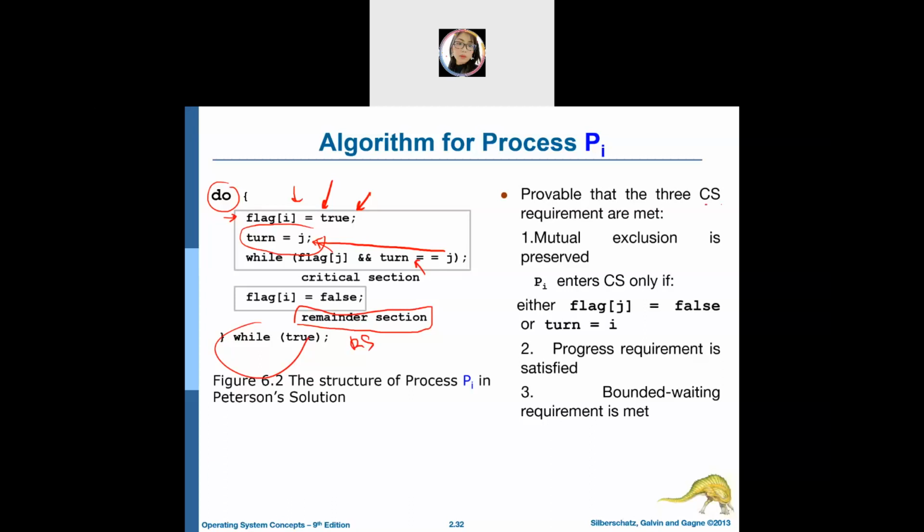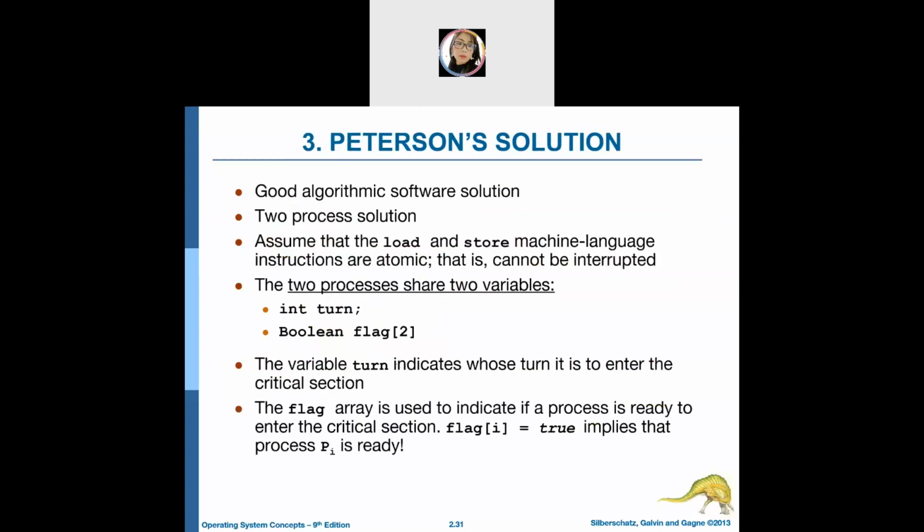It is provable that the three critical section requirements are met under this algorithm. First, mutual exclusion is preserved. Second, the progress requirement is satisfied. And lastly, the bounded waiting requirement is met. So these three things are met already under this Peterson solution.